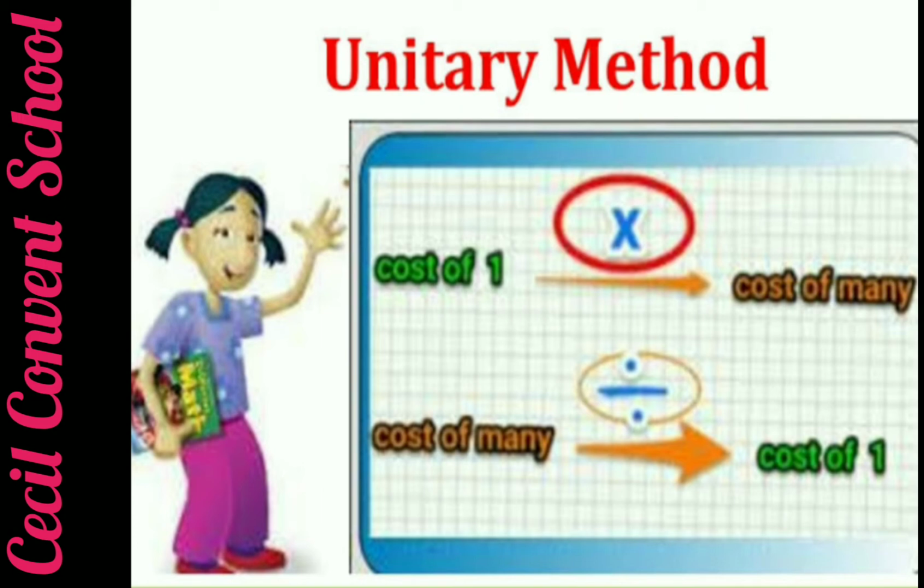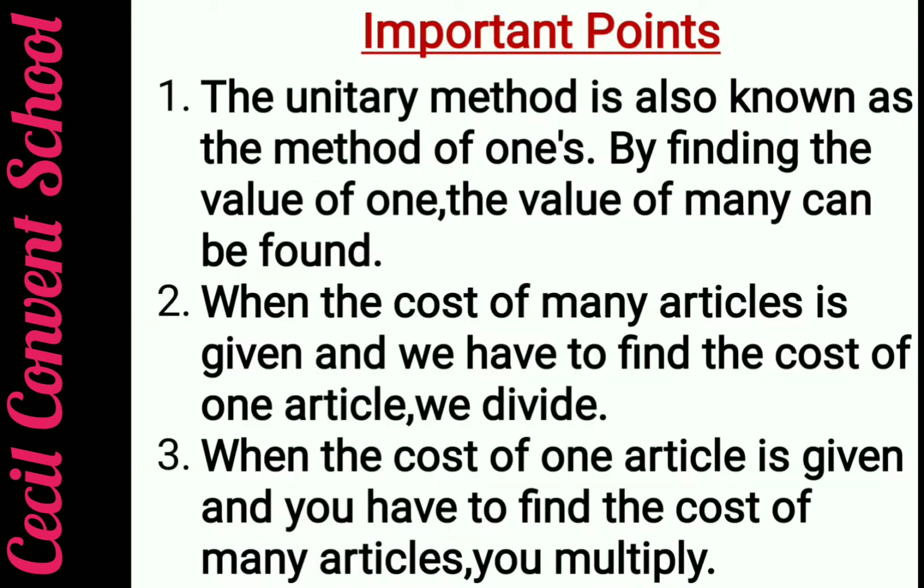Firstly, students, you have to find the cost of one item if many items are given. So this will be the first step. And then, when the cost of one item is given, from that you have to find the cost of many items. There are some important points which you have to write down in your maths copy. First point: the unitary method is also known as the method of 1. Already told, it means if you are finding the value of one item, you are doing the unitary method. Because by finding the value of 1, you are able to find the value of many items.